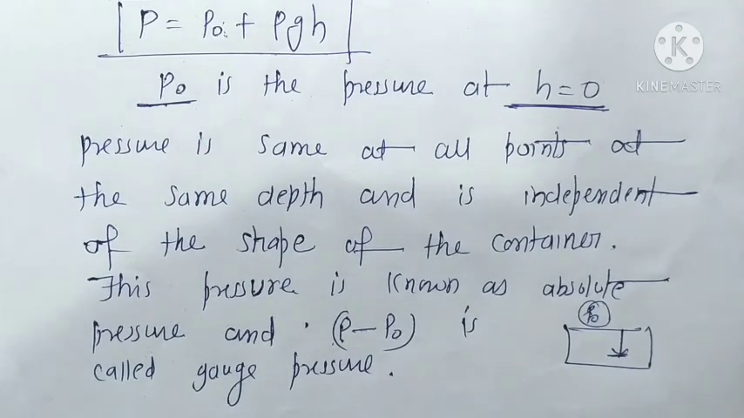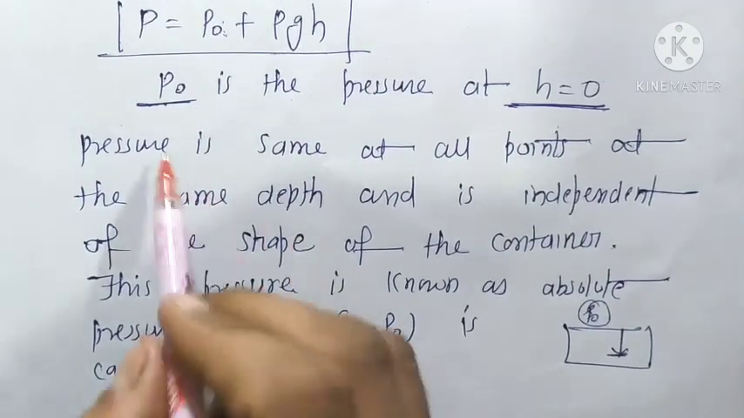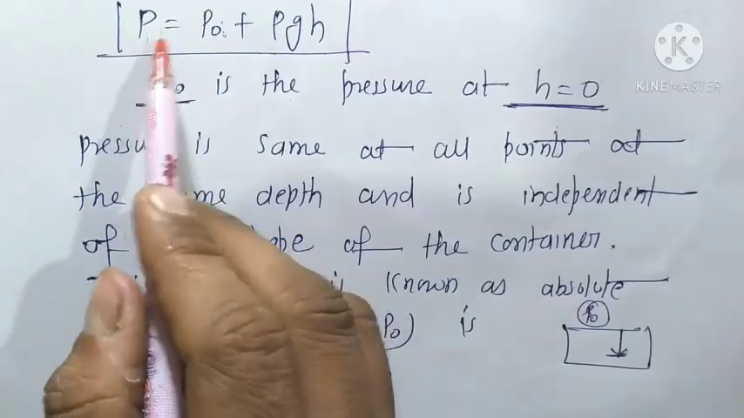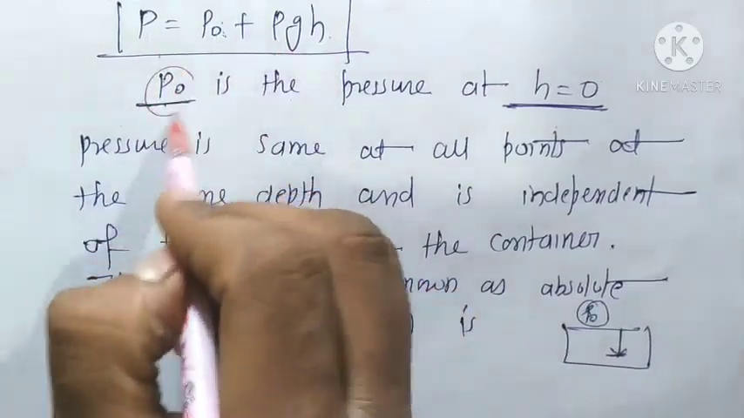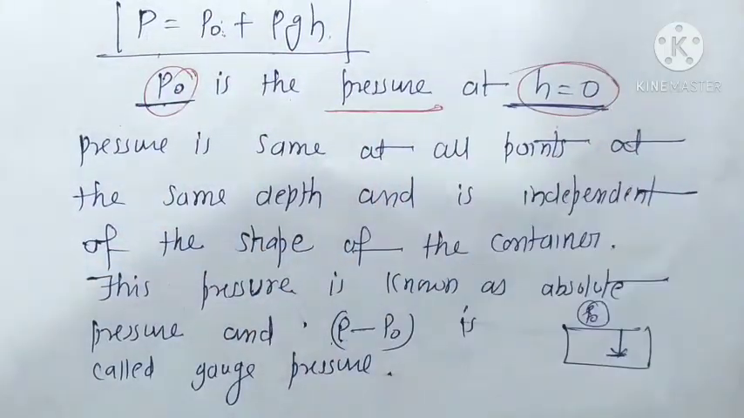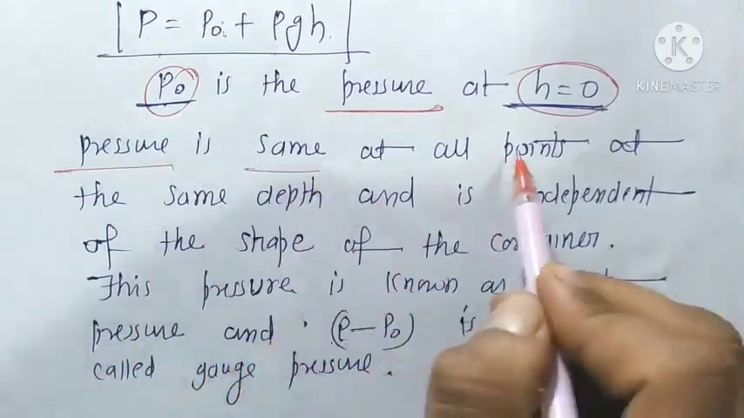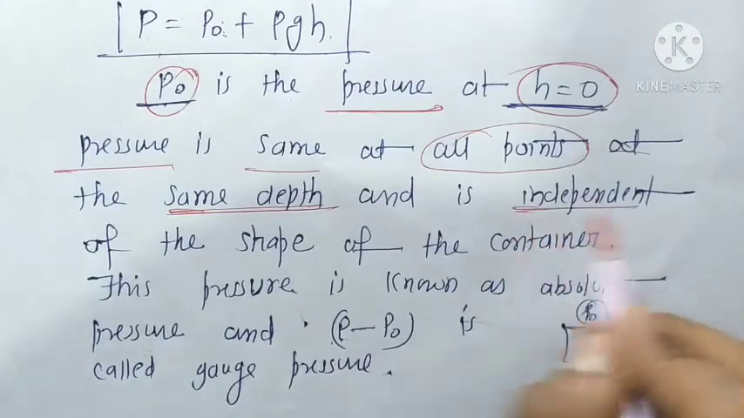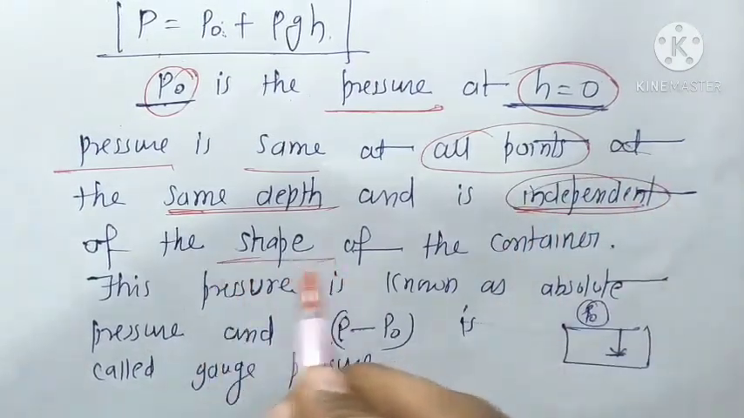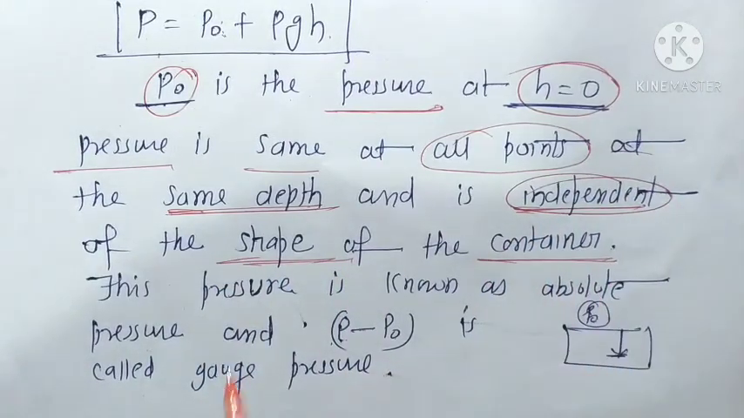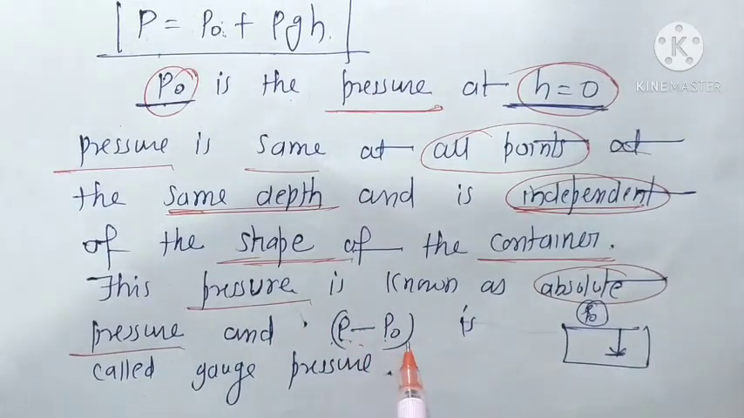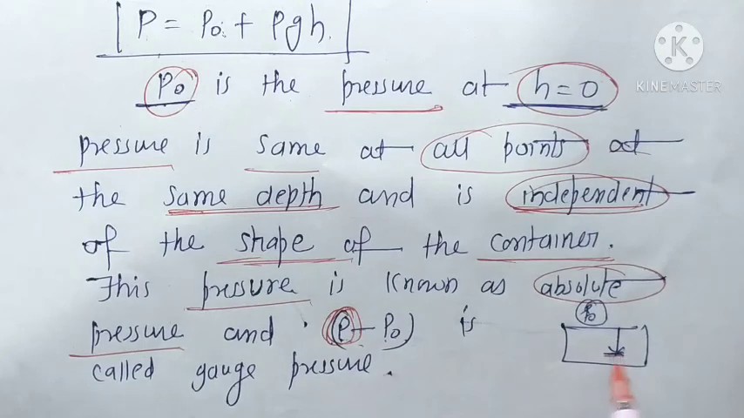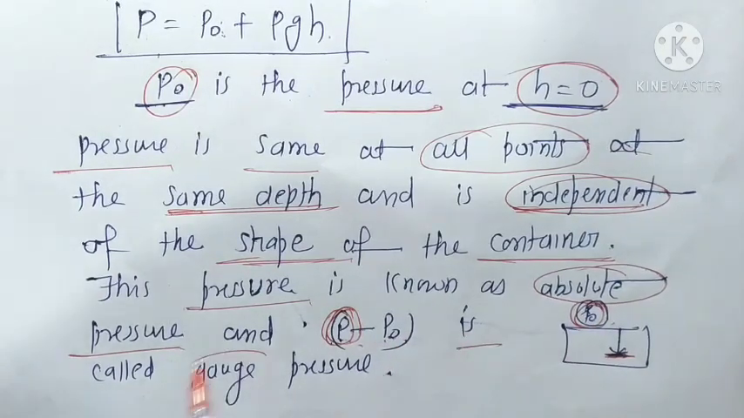I repeat again. Here you can see that P is equal to P0 plus rho GH. P0 is the pressure at H is equal to 0. So pressure is the same at all points at the same depth and is independent of the shape of the container. This pressure is known as absolute pressure, and P minus P0, where P is the pressure at a certain depth and P0 is atmospheric pressure, is called gauge pressure.